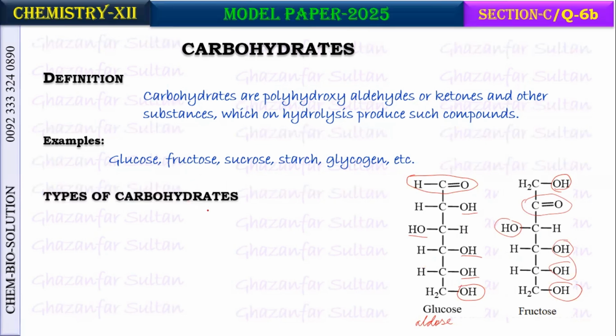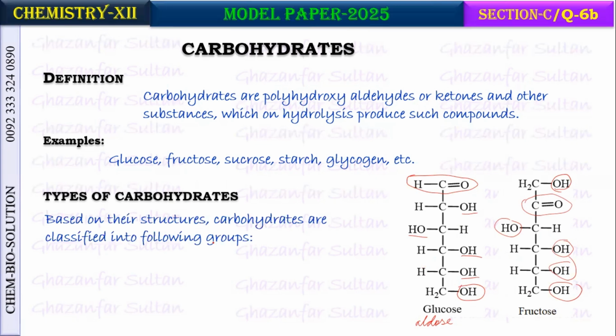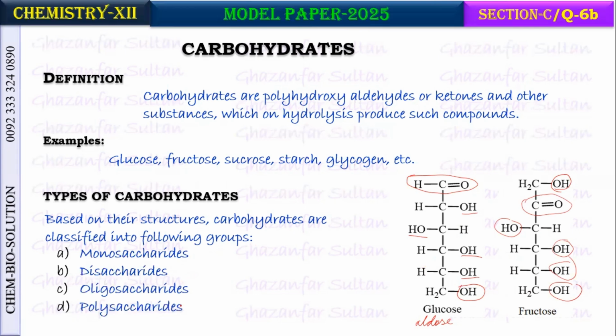Now the types of carbohydrates. On the basis of structure, carbohydrates are classified into the following groups: monosaccharide, disaccharide, oligosaccharide, and polysaccharide. In some of the books, disaccharide is part of the oligosaccharide. Even in our previous secondary chemistry book, disaccharide was included in the oligosaccharide. At that time, the definition of oligosaccharide was a type of carbohydrate that comprises 2 to 10 monosaccharide units. Anyway, now we will see individually.